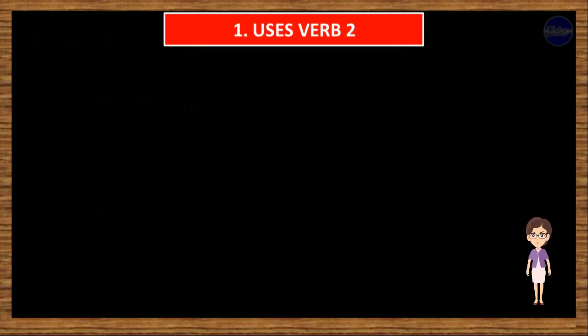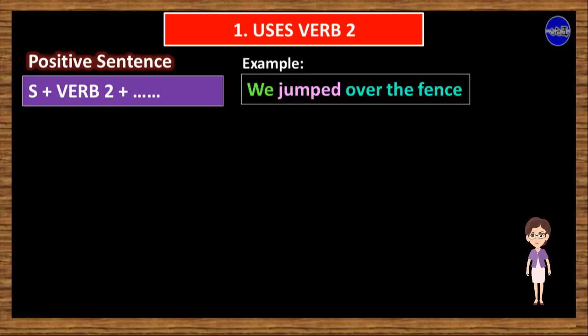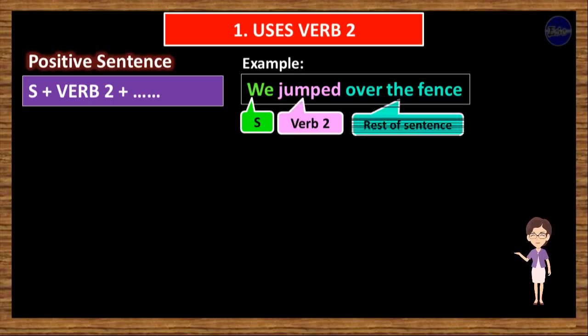Rule 1. The formula of simple past tense, if it uses verb 2. When simple past uses verb 2, the formula for positive sentences is subject, plus, verb 2, plus, blank, or the rest of the sentence. As the example, we jumped over the fence. In this sentence, the subject is we. The verb 2 is jumped, while over the fence is additional information, or let's just say, it is the rest of the sentence.